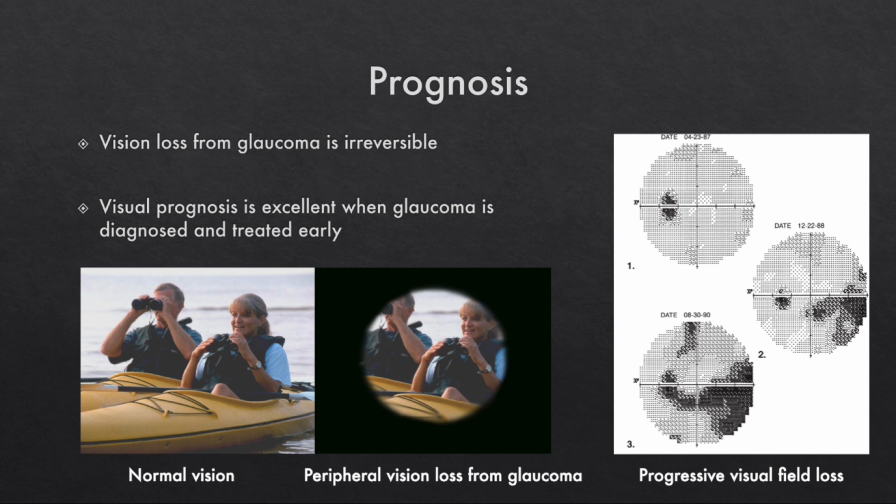Progression of glaucoma can be highly variable from person to person. If intraocular pressure is not controlled, progressive visual field loss can occur, often starting peripherally and in more advanced stages affecting central vision also. Once vision loss does occur, it is irreversible. Fortunately, this can frequently be prevented with early diagnosis and treatment.